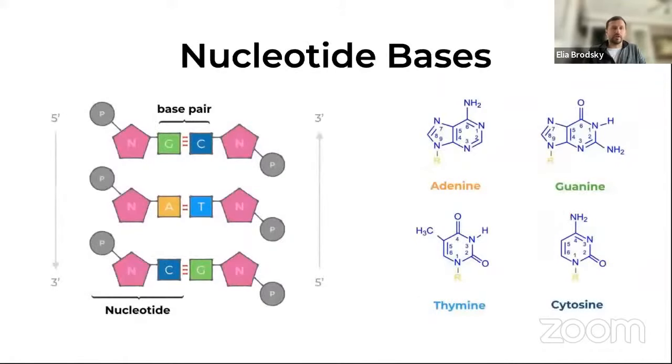And so the basis of this code is all about these nucleotides. So these nucleotides are made up of a sugar called deoxyribose, a nitrogen-containing base, and a phosphate group. The nucleotides are joined to one another in a chain by covalent bonds that form between the sugar of one nucleotide and the phosphate of the next. And the result of this structure is an alternating sugar-phosphate backbone.